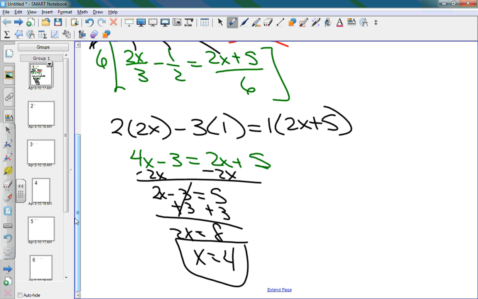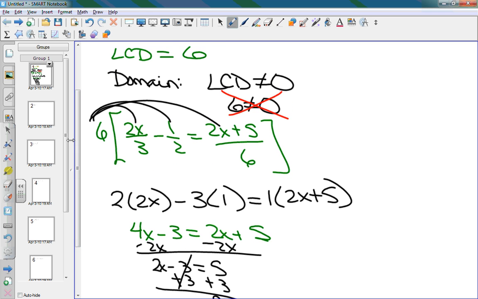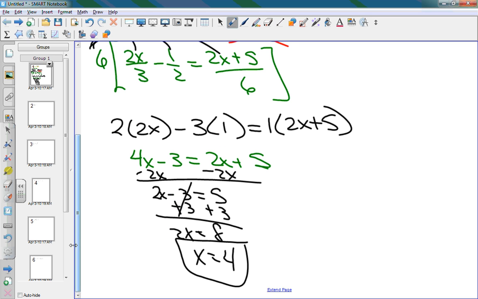Now, my question to you is, is this possible for an answer? Well, I'm going to look to my domain and say, do I have any restrictions in my domain? No. So is this allowed to be that value? Yes. You know what we just checked for? We checked for what we call extraneous solutions. Solutions that appear to algebraically work out, but when you plug and chug them back in, the left-hand side is not equal to the right-hand side.